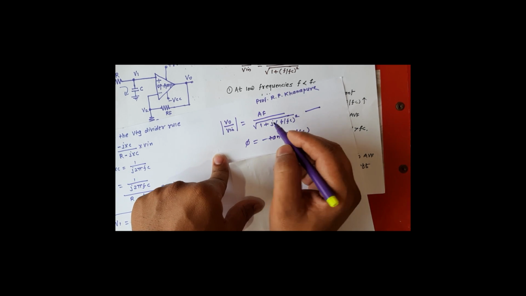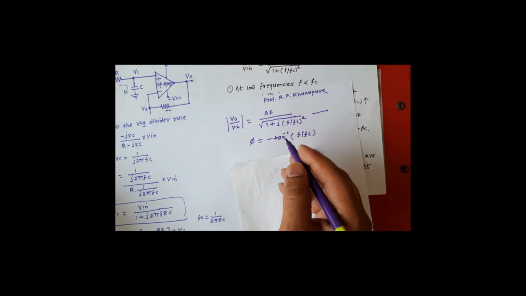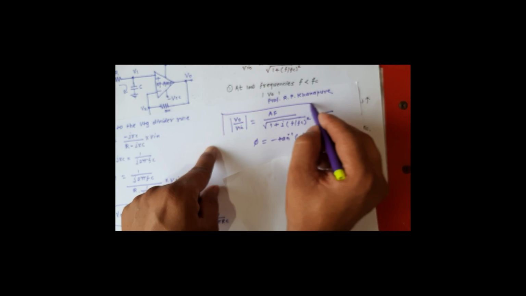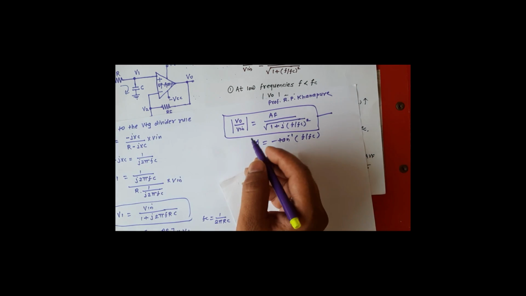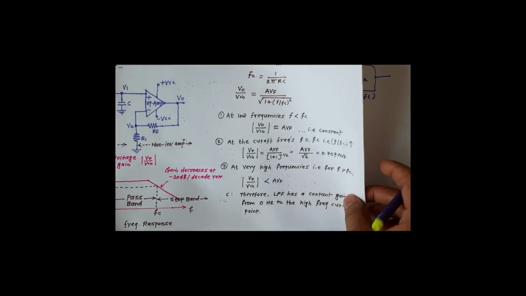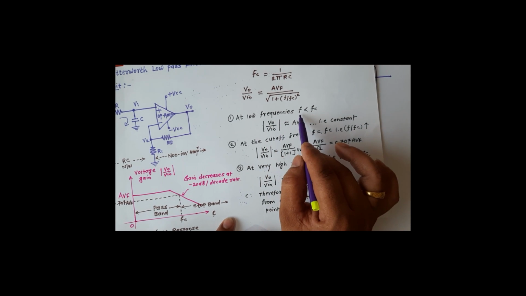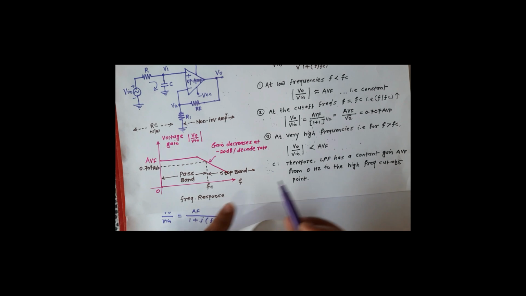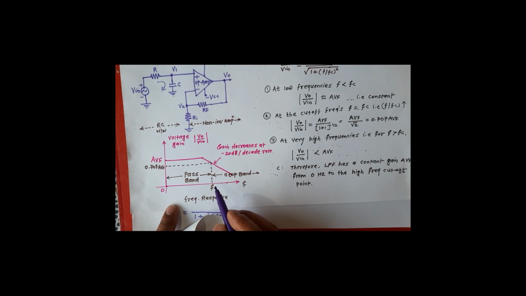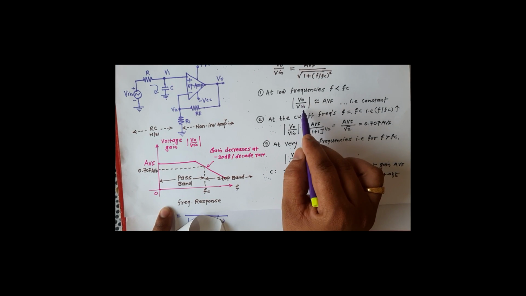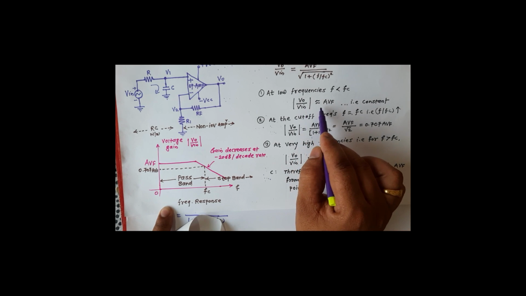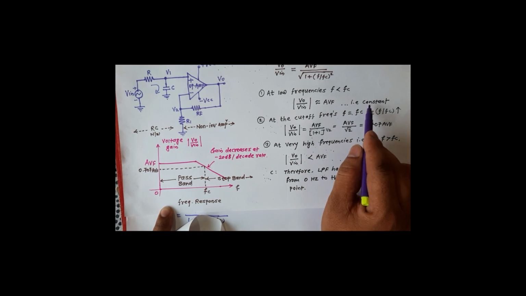So from this equation we can conclude 3 points. What? At low frequency, when the frequency is less than the cutoff frequency fC, we can see here in the frequency response, when the frequency f is less than fC, means for this passband region, your gain, output by input, that is the voltage gain, is equal to AVF. That is a constant.